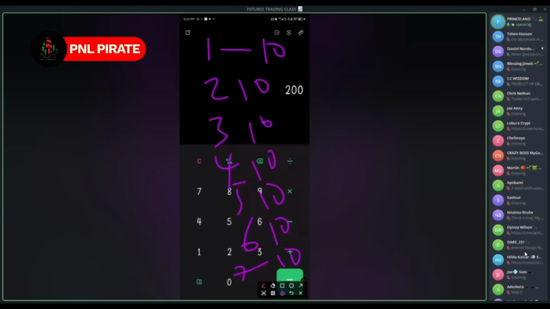So 0.05 is layer 2. We have layer 3. We have layer 4. I won't drop those layers here because currently, they have not broken any layer 2, layer 1, talk more of layer 2.